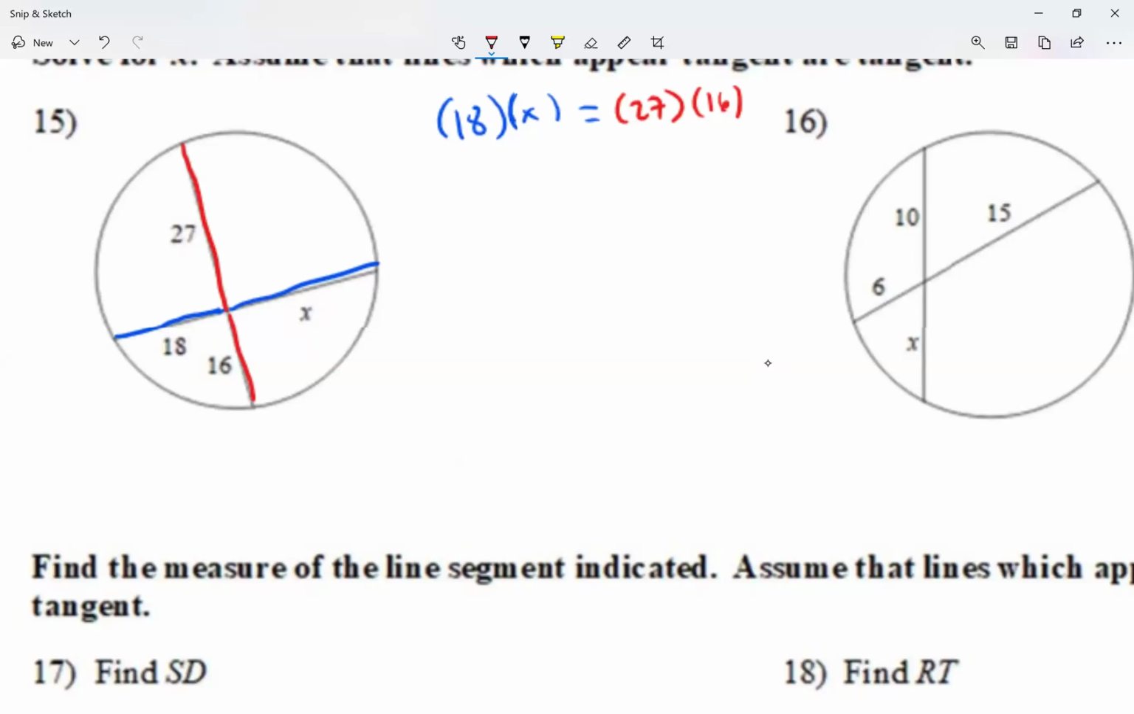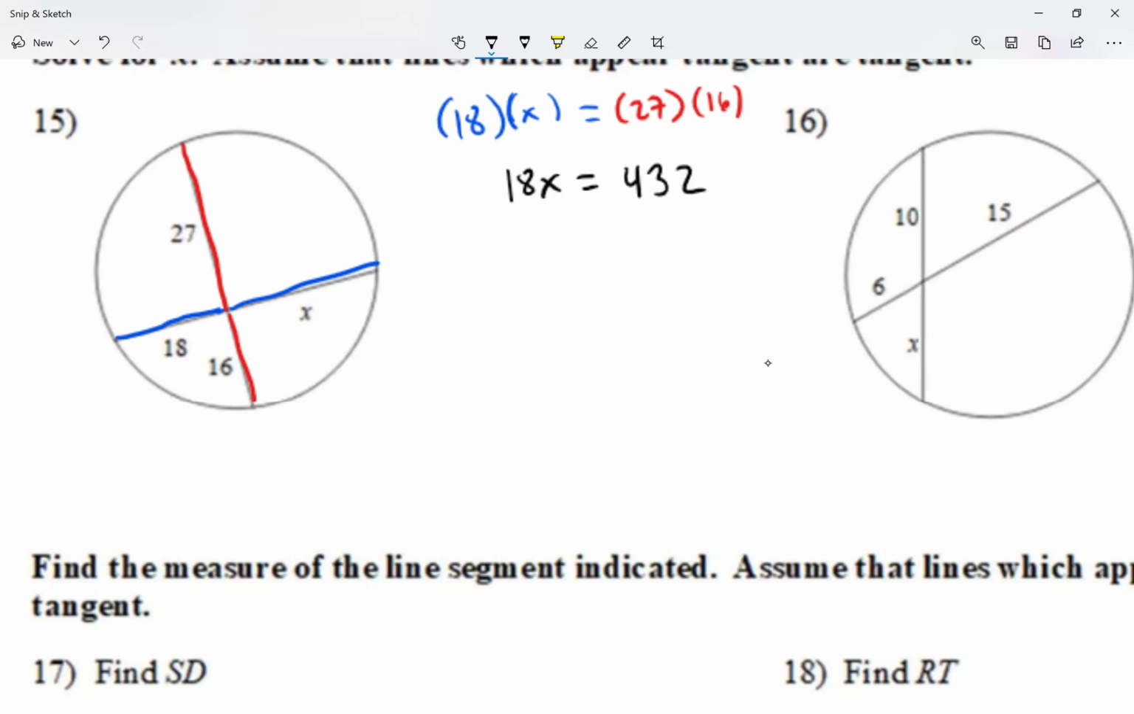When we have two chords that meet inside, and I'm talking about the length of the chords, not the angles, I multiply the two measurements that make one chord. So the blue chord was made by 18 and x. I multiply those, and it equals the two measurements that make the other chord, 27 times 16. Okay. So on the left side, 18 times x, that's going to give me 18x. On the right side, 27 times 16, that's going to give me 432.